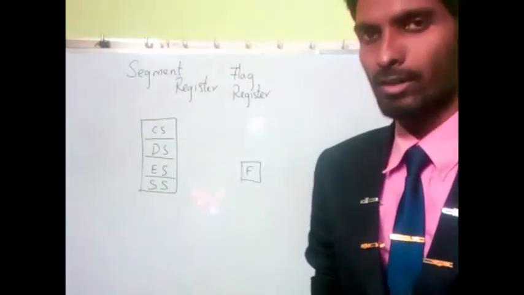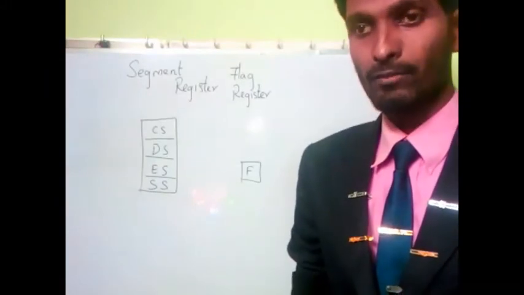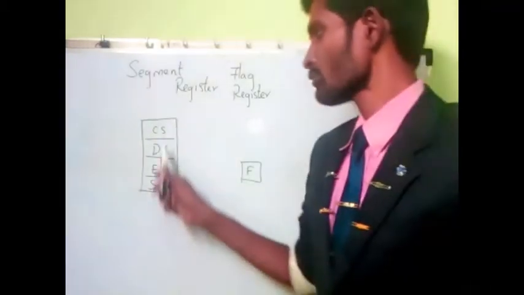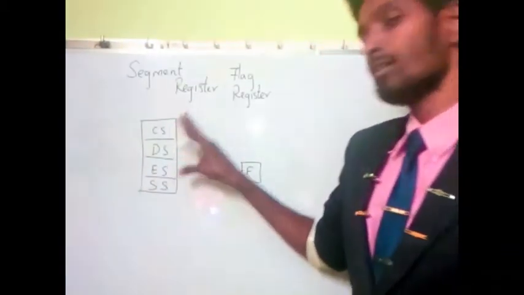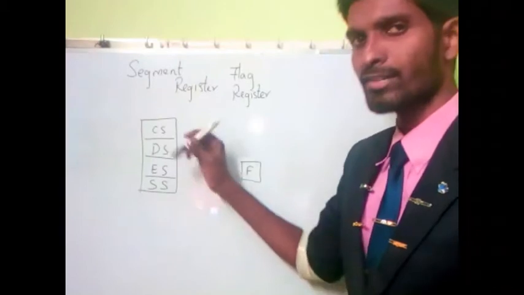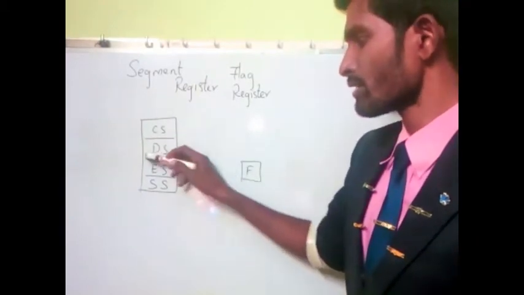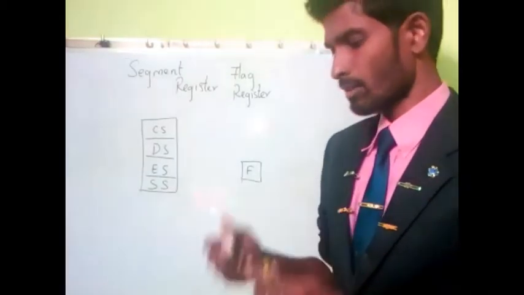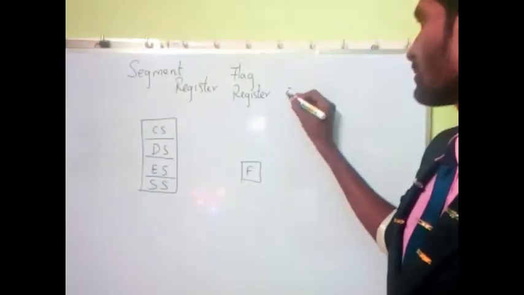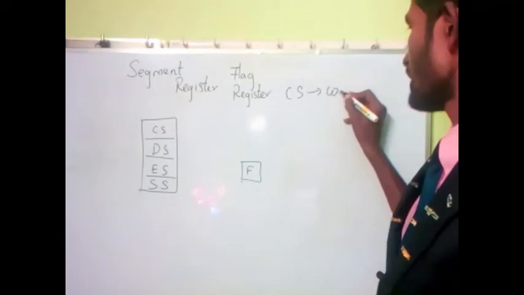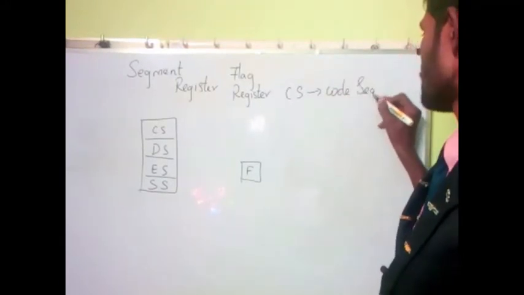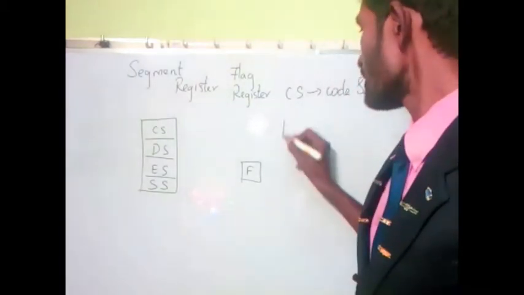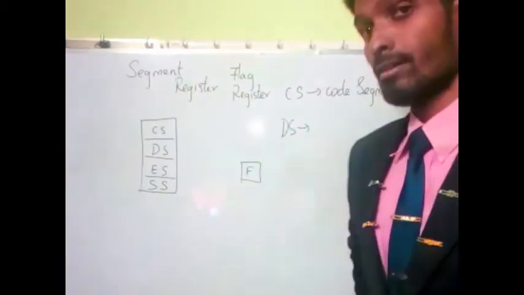Dividing into some parts. From the name segment itself you can get the meaning: dividing. Say I have a particular storage, and in that storage I have a division: first division, second division, third division, fourth division. What is the name of CS? CS represents a code segment, and DS represents data segment.